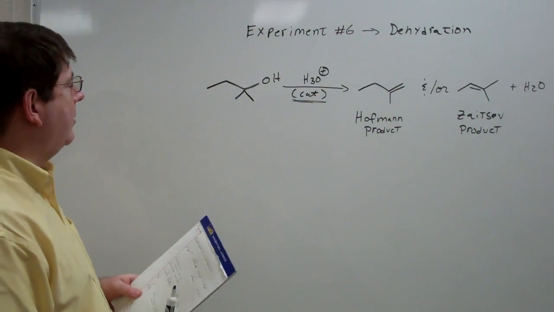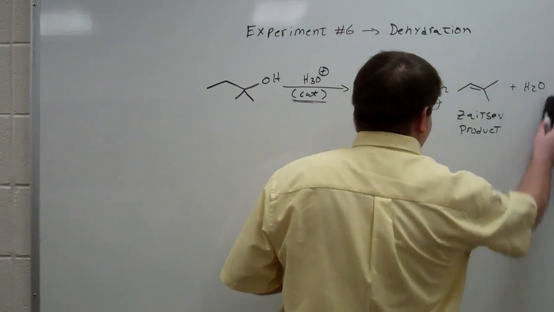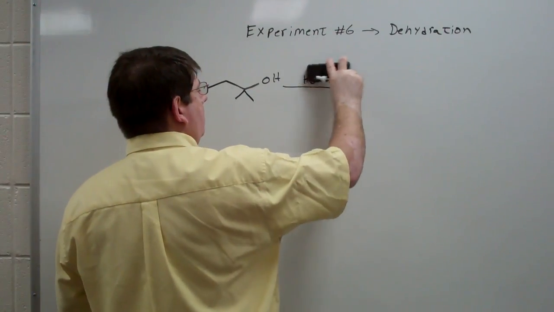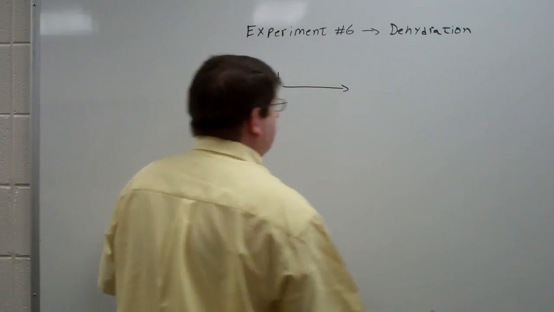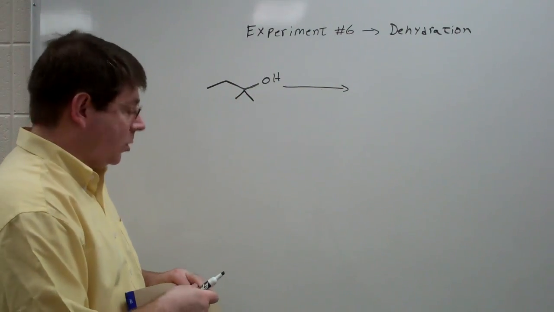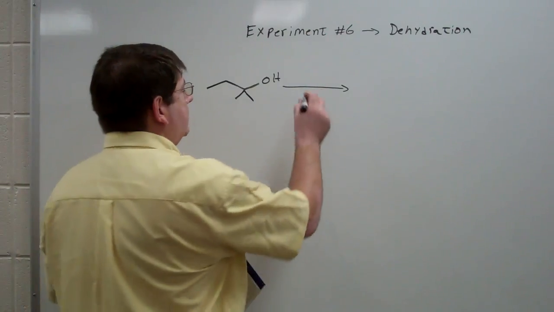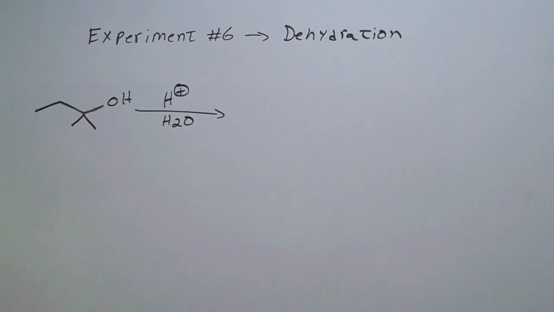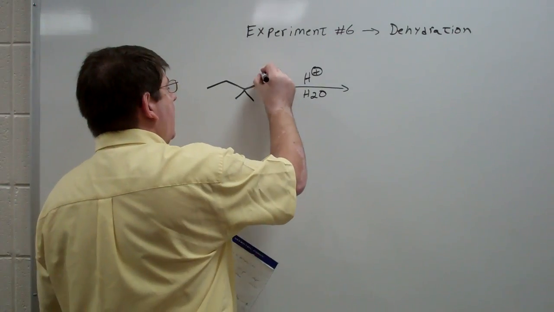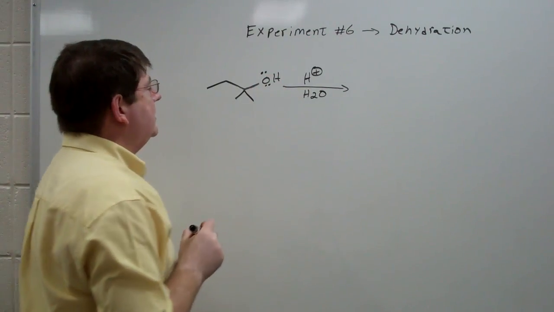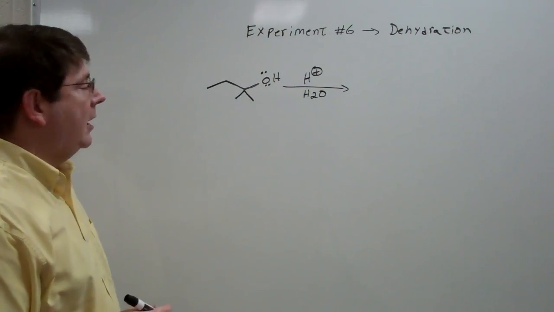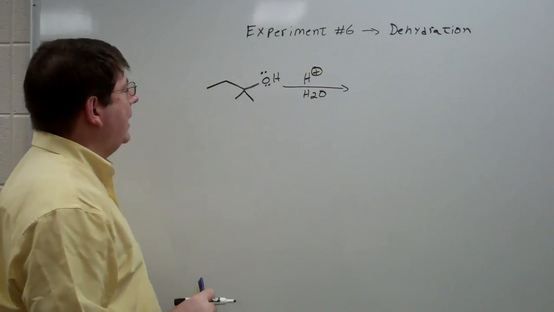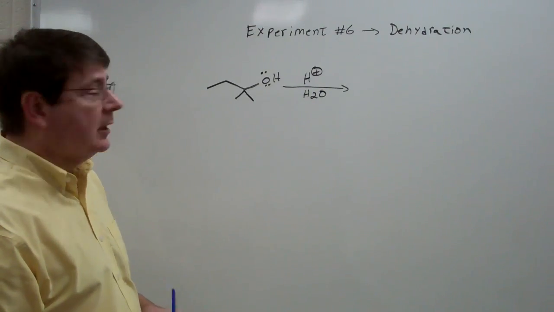So let's talk a little bit about the mechanism of this particular reaction. I'm going to simplify the acid into H+ and H2O just to make it easier to show the mechanism. So that's basically H3O+. We've got a catalytic amount of it. And the entire mechanism for the formation of these alkenes through dehydration involves a series of acid-base reaction steps. So if you look at an alcohol, you'll notice that the oxygen of the alcohol functional group has lone pairs of electrons, making this a Lewis base.